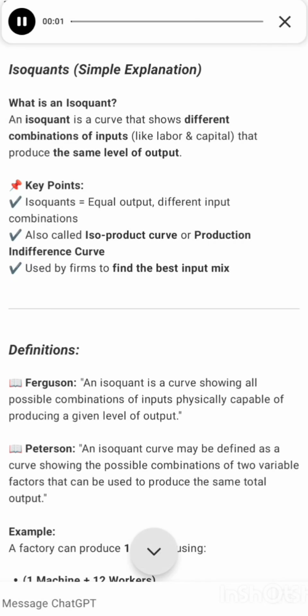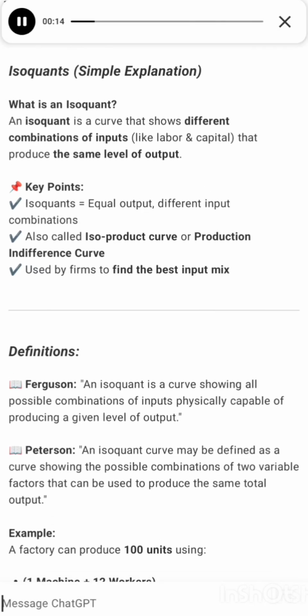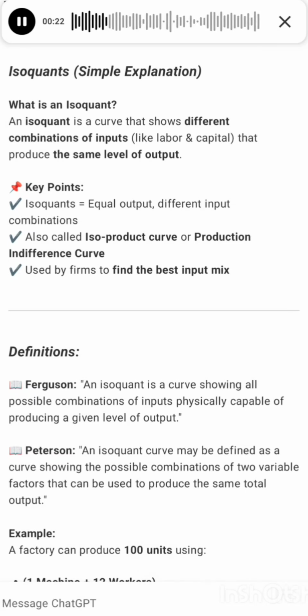Isoquants, simple explanation. What is an isoquant? An isoquant is a curve that shows different combinations of inputs, like labor and capital, that produce the same level of output. Key points: isoquant equals equal output, different input combinations. It is also called an isoproduct curve or production indifference curve, used by firms to find the best input mix.